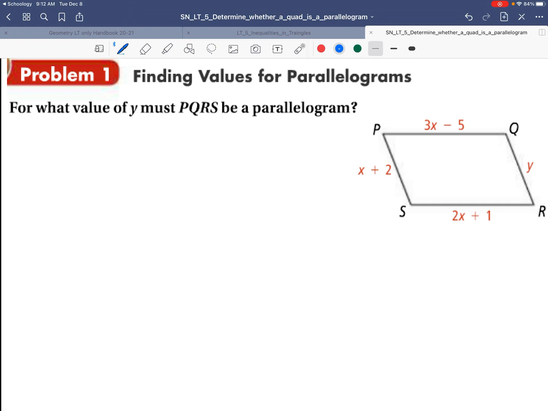Let's look at this problem. For what values of y must PQRS be a parallelogram? Well, in order to be a parallelogram, we know that opposite sides will be congruent. So I can set these equal to each other and these equal to each other.